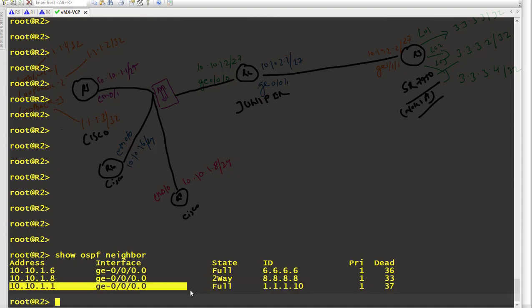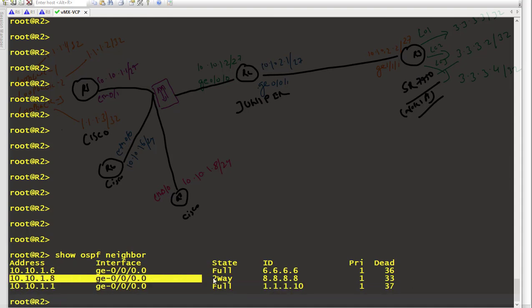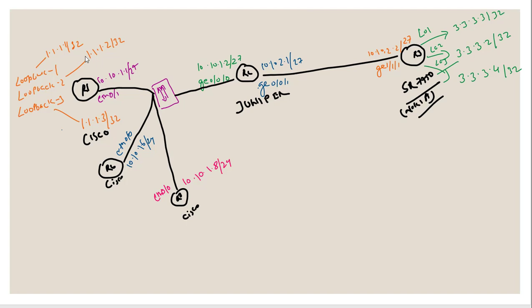R1 is in full state and R8 is in two-way state. So how is neighborship working here? This is my R1. R1 is my BDR currently. R6 is my DR, and this is my DR other. This is also my DR other, right?